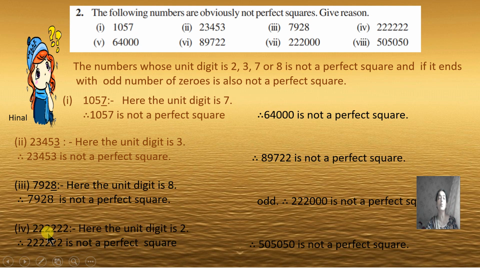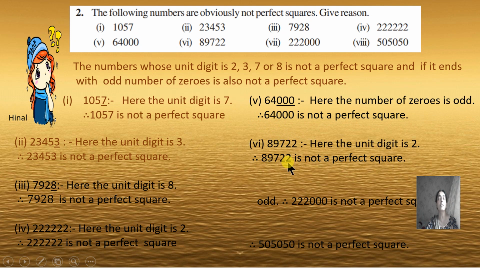Similarly, in 222222, the unit digit is 2, so this number is not a perfect square. Now 64000. Here the unit digit is not 2, nor 3, nor 7, nor 8, but it is ending with 0. So let's count the number of zeros: 1, 2 and 3. There is an odd number of zeros, that means 3, and 3 is odd. So it is not a perfect square. Same way, here the unit digit is 2, so 89722 is not a perfect square.